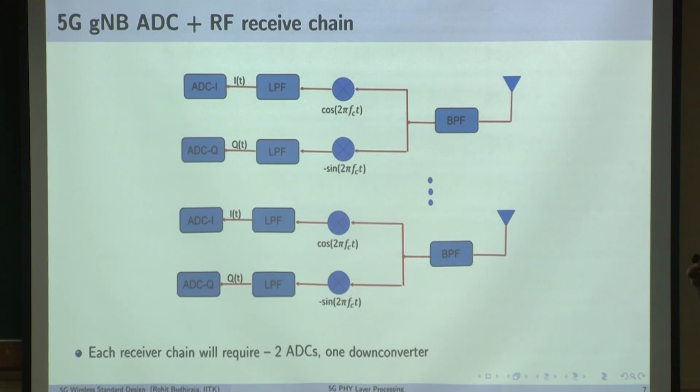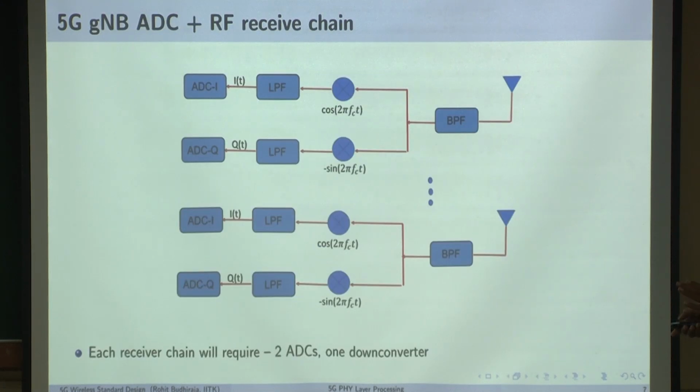Okay, so each receiver chain will require, you take this antenna, band pass filter, down converter, low pass filter, and then there are ADCs. So this is the opposite of each of the transmit chain. Depending on how many antennas the user has, the number of components is going to increase accordingly. So that's the complexity at the receiver side. Each receiver chain requires 2 ADCs, 1 down converter.